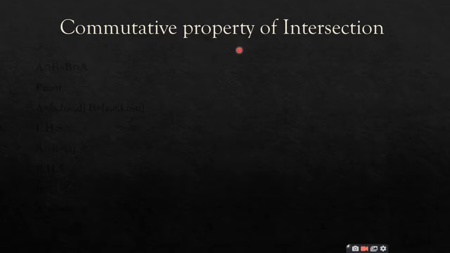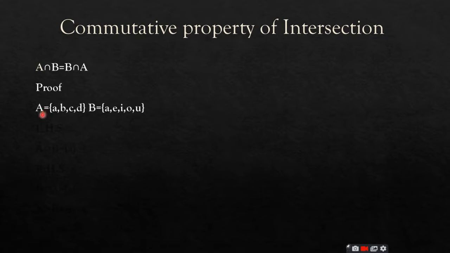Now let's prove commutative property of intersection. Commutative property of intersection states that A intersection B is equals to B intersection A. This property is similar to the commutative property of union. So let's prove the property. We have two sets. Set A is a set of alphabets A, B, C and D, and set B is a set of alphabets A, E, I, O, U.